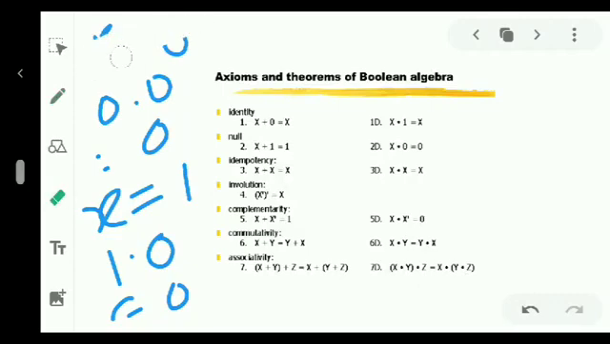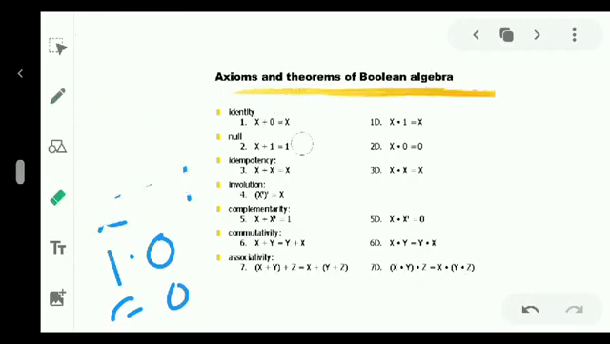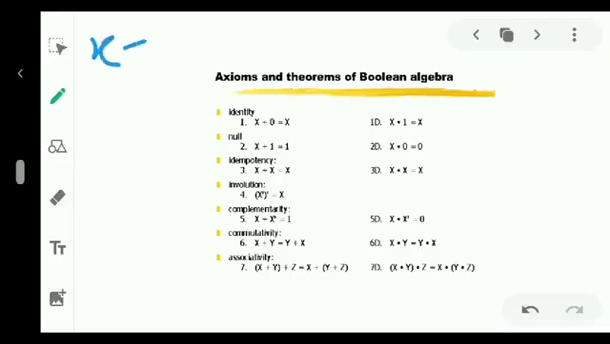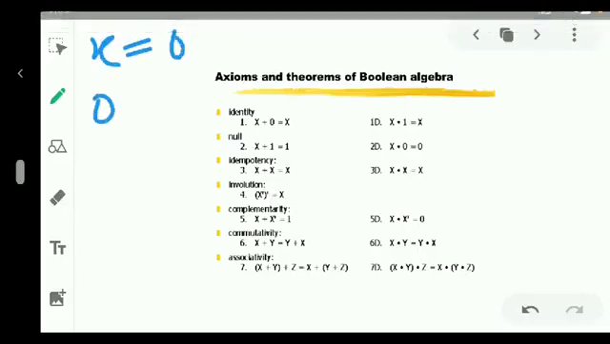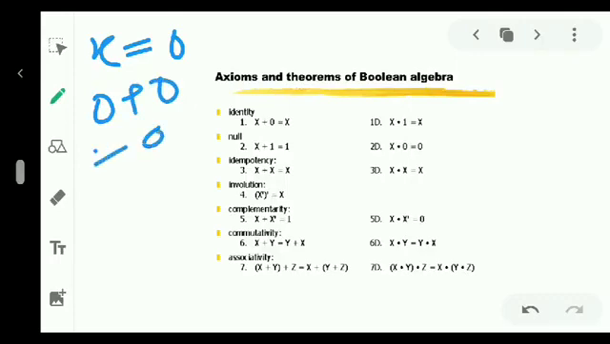Next, go for the third one. Third one is the idempotency rule. So it is saying that if you add x with x, then you will get x value. But normally in algebra, if you add x with x, we are getting 2x. But here the concept is different. Okay, let me prove that one. Say x value is 0. So 0 plus 0, it is 0. X equals to 1. So 1 plus 1 is 1. So it is true.